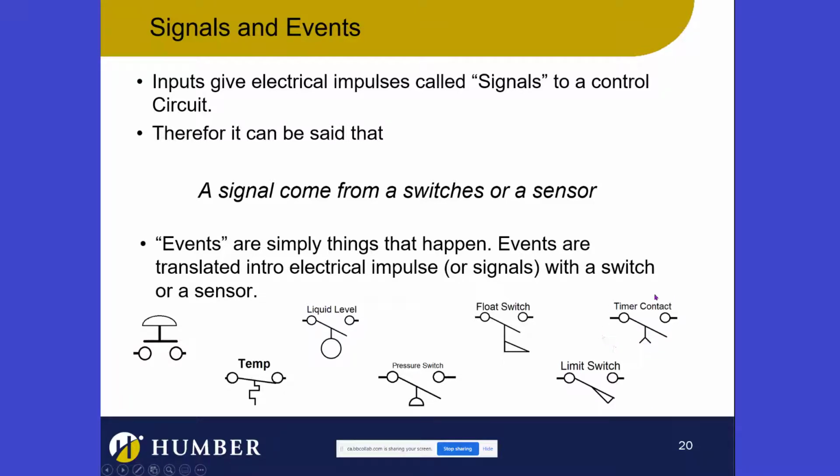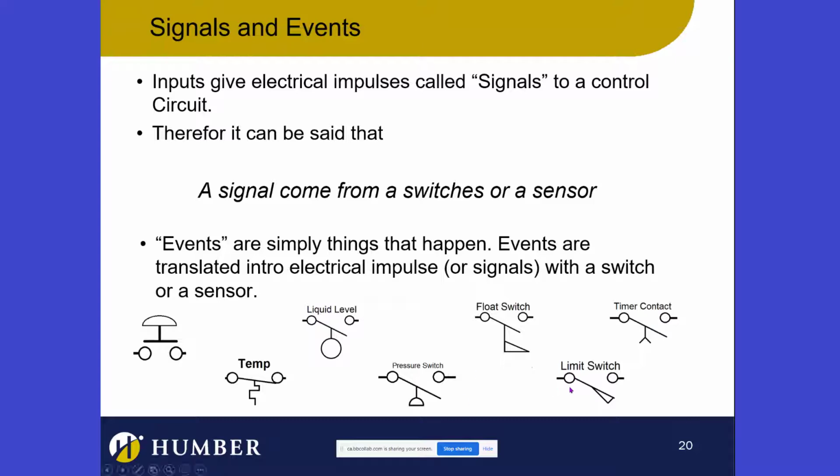Now, I've added timer contacts in here because I believe that a timer contact translates an event into an electrical impulse. The event is the time has been reached. So timers are a little bit more complicated. They're electrical components, but again, a timer contact is just translating an electrical signal that comes from an event, and the event is the time's up.